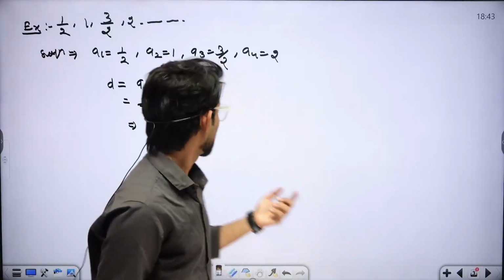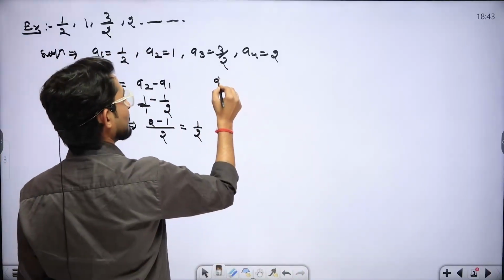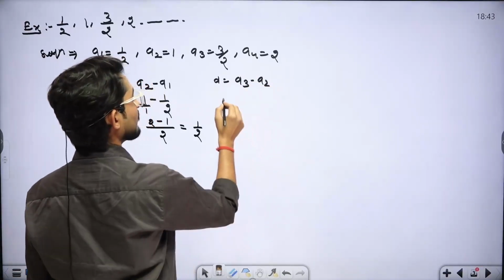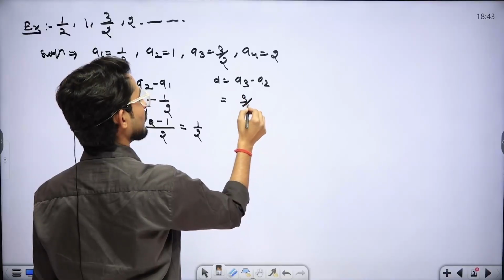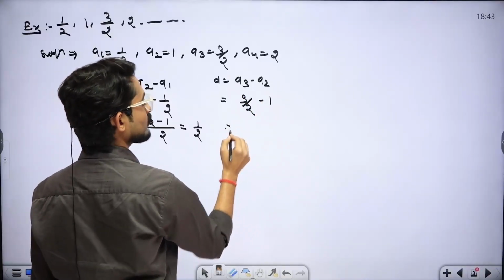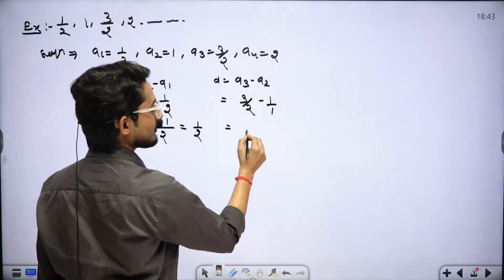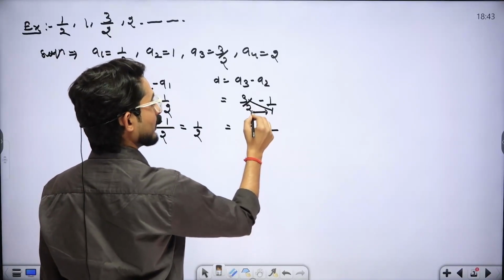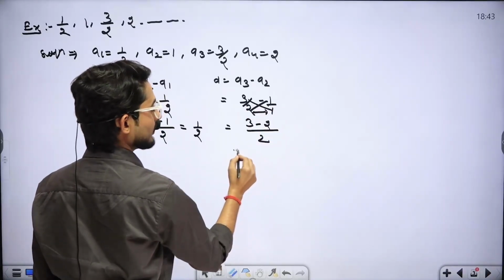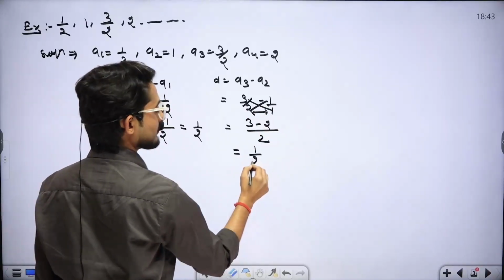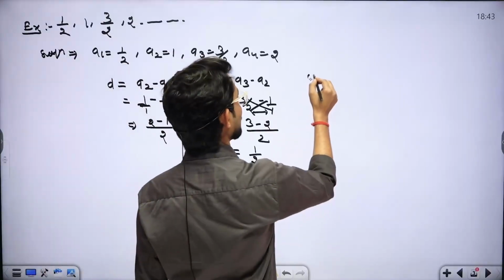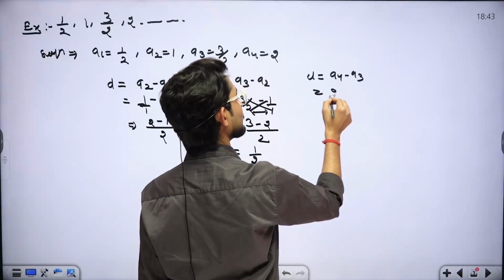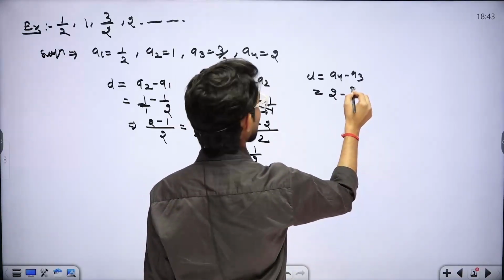Okay. Now you will find the common difference by a3 minus a2. How can you find it? You can find it by 3 by 2 minus 1. So when you subtract 3 by 2 minus 1, you will get 2 ones are 2, 1 into 3 is 3, and 2 into 1 is 2. So 3 minus 2 upon 2, you will get 1 by 2. Now also you can find d equal to a4 minus a3. a4 is given as 2 and a3 is given as 3 by 2.